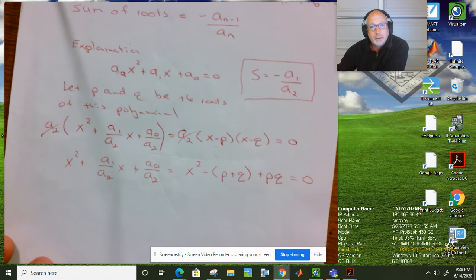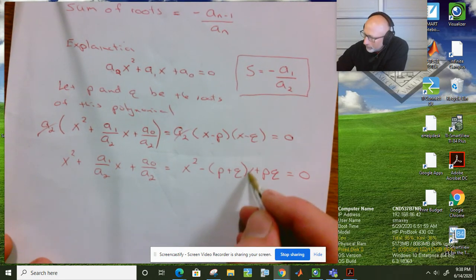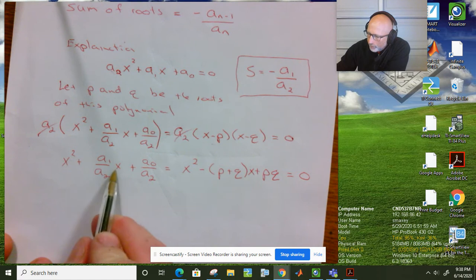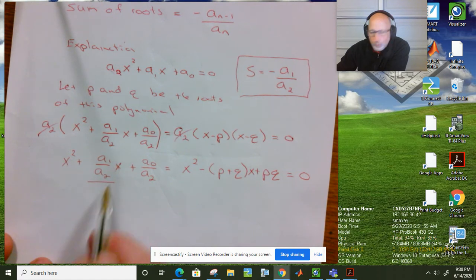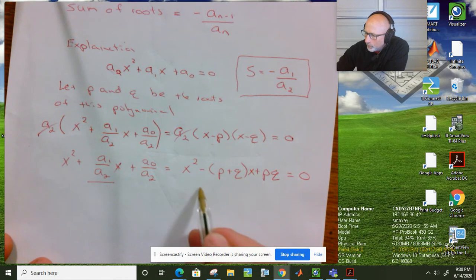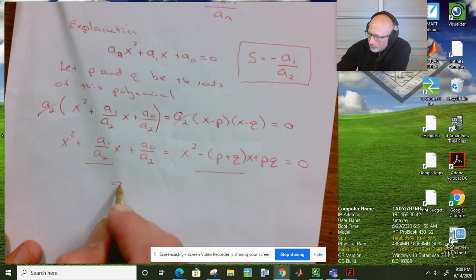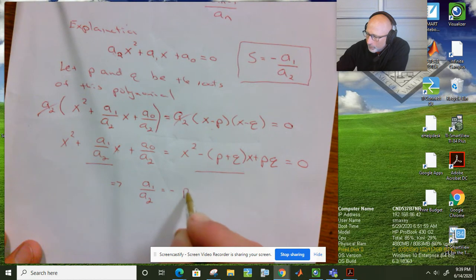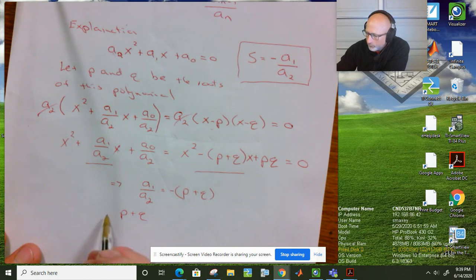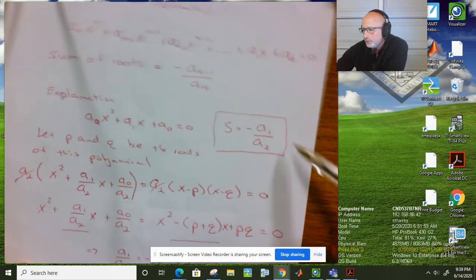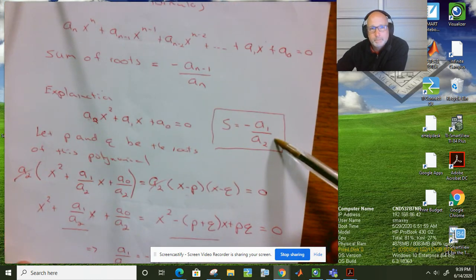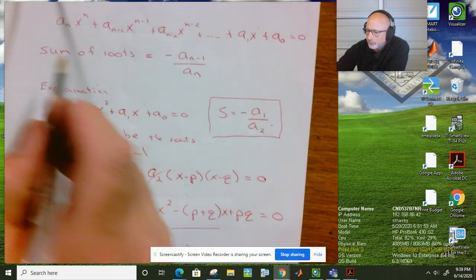Now let's compare and contrast. Oh, I'm missing an x here. What do you know about the coefficient of x over here? It is a_1 over a_2. And what do you notice about the coefficient of x over there? It's negative (p plus q). So, equating these two, a_1 over a_2 is equal to negative (p plus q). So p plus q, which is the sum of the roots, is equal to negative a_1 over a_2, which is exactly what I saw up there. Okay, so that's the sum of the roots.